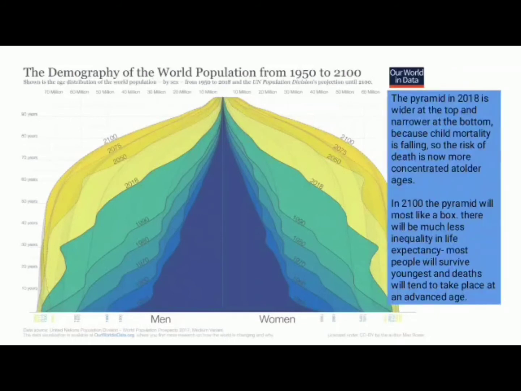The pyramid in 2018 is wider at the top and narrower at the bottom. Because child mortality is falling, the risk of death is now more concentrated at older ages. In 2100, the pyramid will look most like a box. There will be much less inequality in life expectancy. Most people will survive youngest, and deaths will tend to take place at an advanced age.